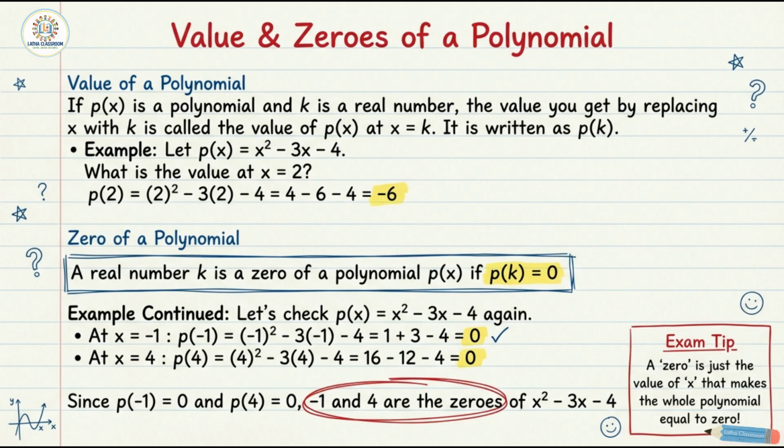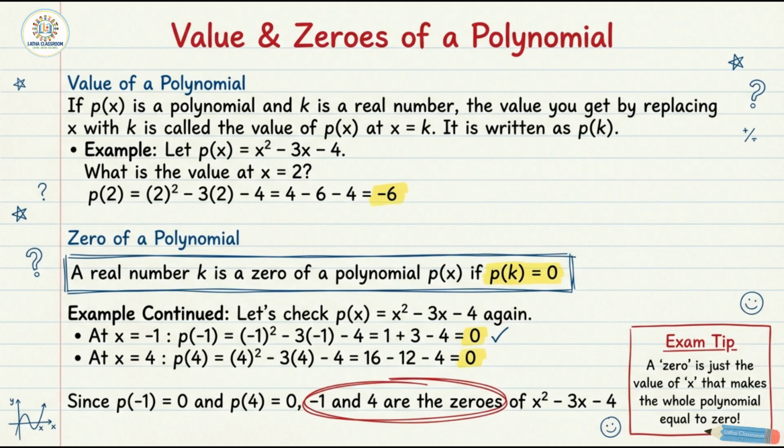Example: let p of x equal to x square minus 3x minus 4. What is the value at x equal to 2? Substitute 2 in the place of x. P of 2 equals 2 square minus 3 into 2 minus 4, which is minus 6.